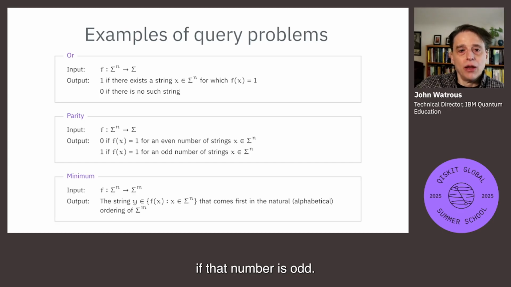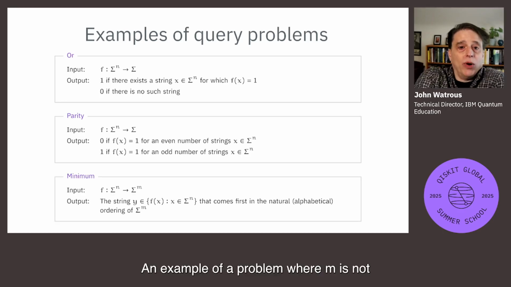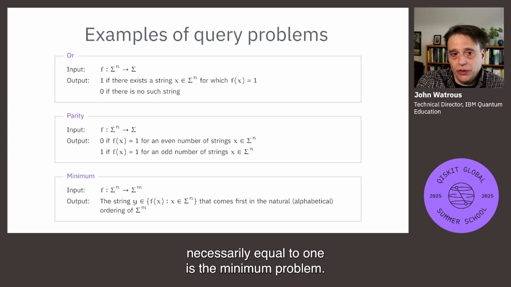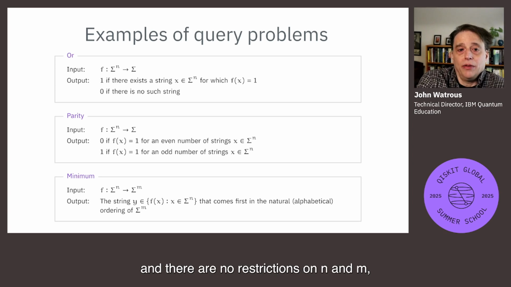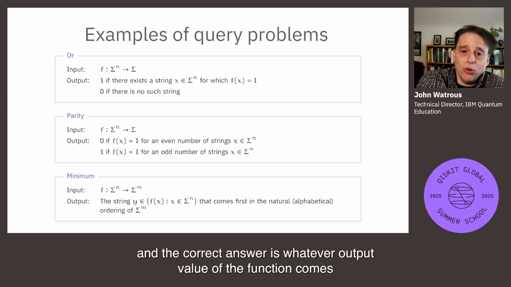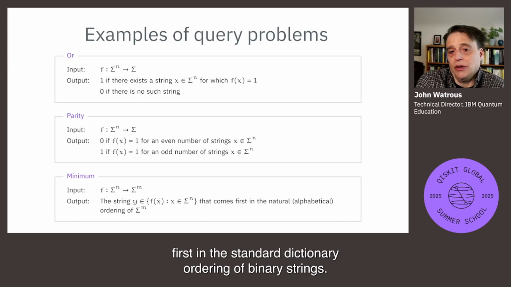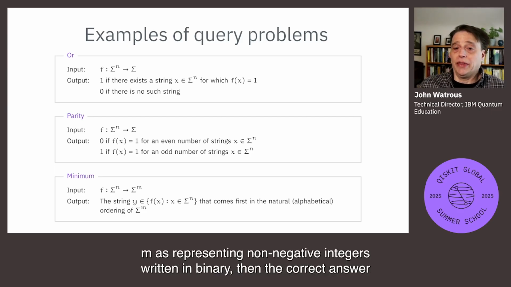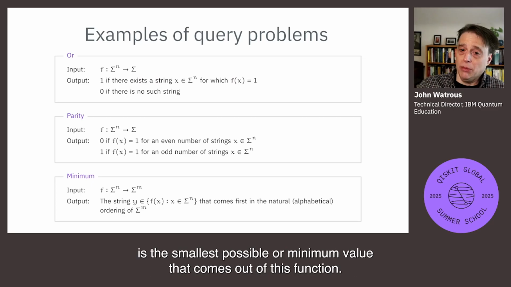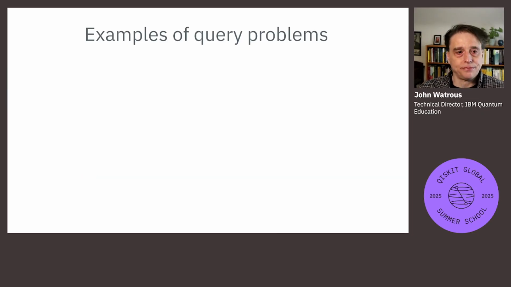An example of a problem where m is not necessarily equal to 1 is the minimum problem. So here the function f takes the usual form and there are no restrictions on n and m, and the correct answer is whatever output value of the function comes first in the standard dictionary ordering of binary strings. Alternatively, if we think about strings of length m as representing non-negative integers written in binary, then the correct answer is the smallest possible or minimum value that comes out of this function.